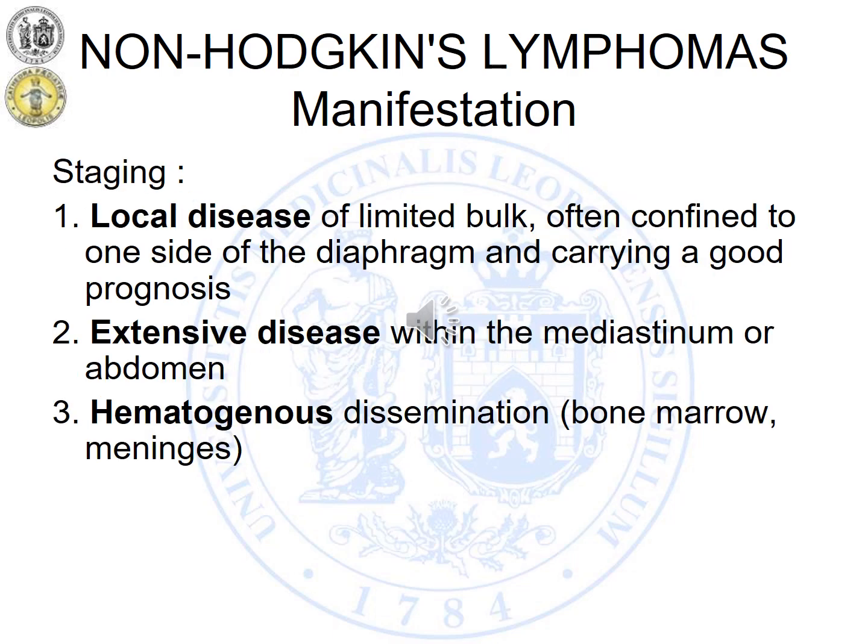Staging of the disease is used to describe how severe the case is, and depends on how much of the body is taken by the disease. Various systems are employed for classifying different types of non-Hodgkin's lymphoma, and they all distinguish local disease of limited bulk, often confined to one side of the diaphragm and carrying a good prognosis, from extensive disease with a mediastinum or abdomen, and hematogenous dissemination, especially to the bone marrow and meninges.